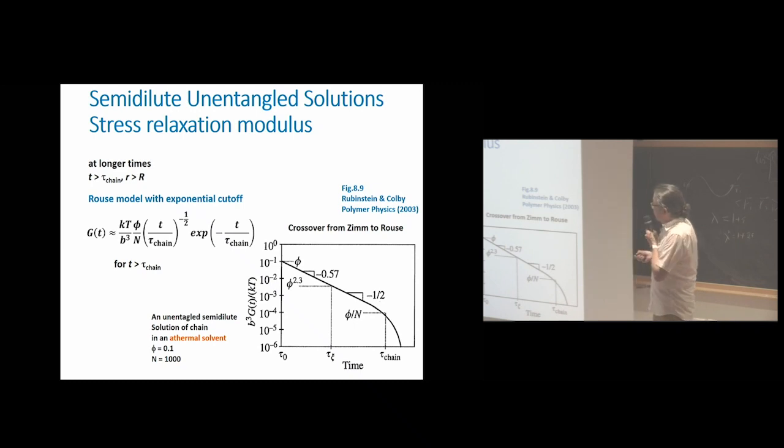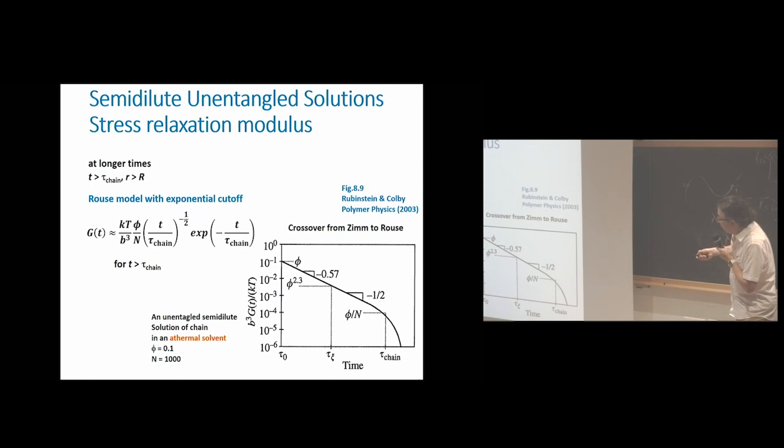Okay, the stress relaxation modulus at a further longer time scale, above the relaxation time of the chain. In that case, we can use the Rouse model with exponential cutoff. Professor Colby did that for dilute solution also. And for this case, this is the modulus at t equal tau chain as relaxation time, you can take tau chain with the exponential cutoff. So this is the calculated curve from the textbook.